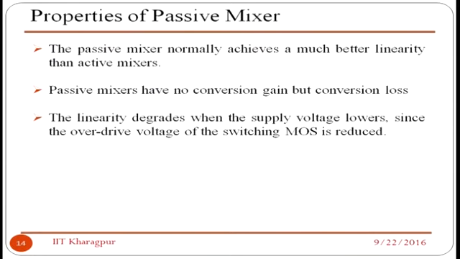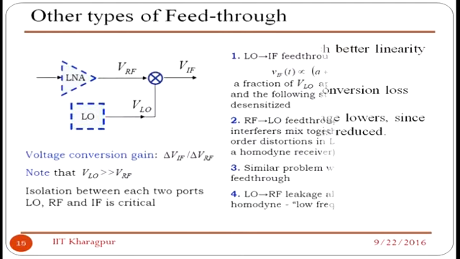It achieves better linearity, but the conversion gain is not that good, and linearity degrades when the supply voltage lowers because VGS and the on resistance vary and so on. So passive mixing is an option, but not so popular, I would say. You can always try to think passive, but most of the time we will be using active mixing. So let's go into this.